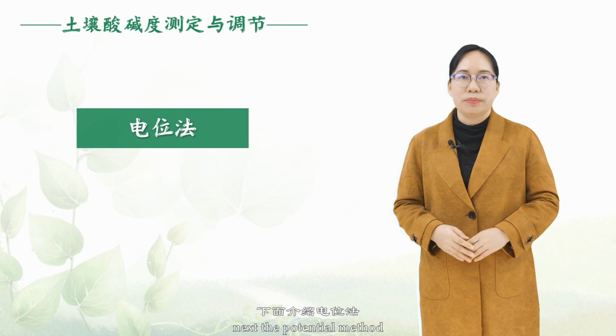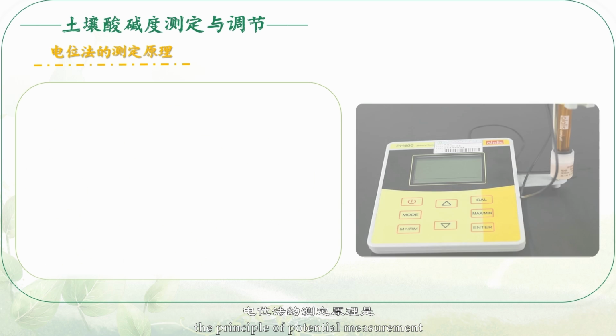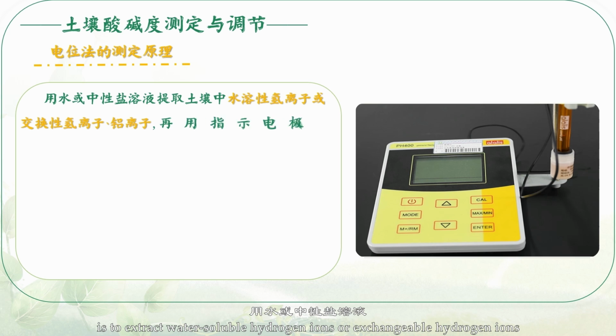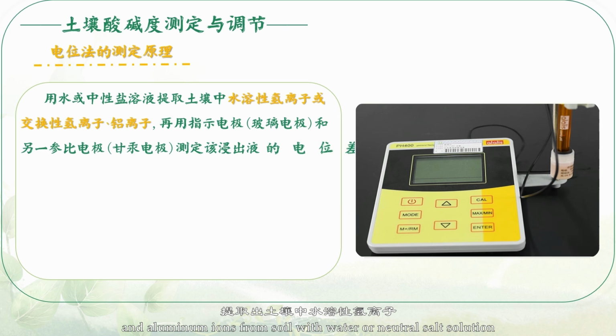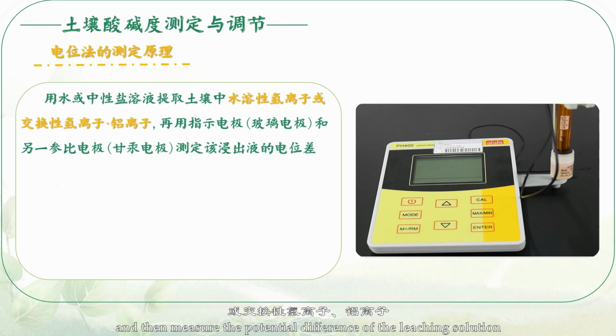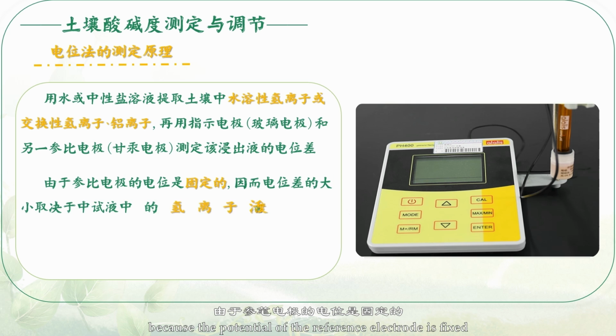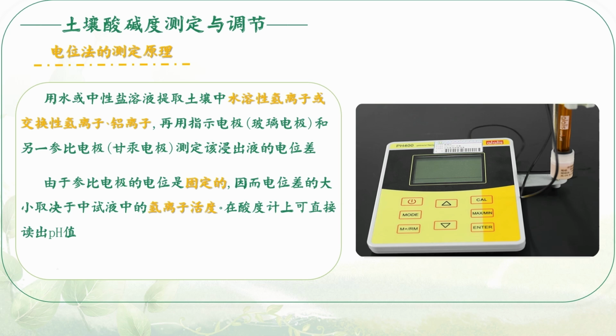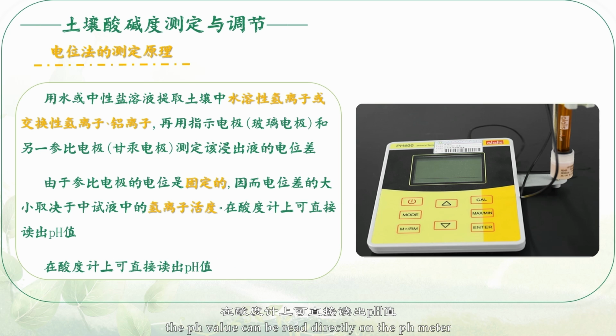Next, the potential method. The principle of potential measurement is to extract water-soluble hydrogen ions or exchangeable hydrogen ions and aluminum ions from soil with water or neutral salt solution, and then measure the potential difference of the leaching solution with an indicator electrode and another reference electrode. Because the potential of the reference electrode is fixed, the potential difference depends on the hydrogen ion activity in the test solution. The pH value can be read directly on the pH meter.